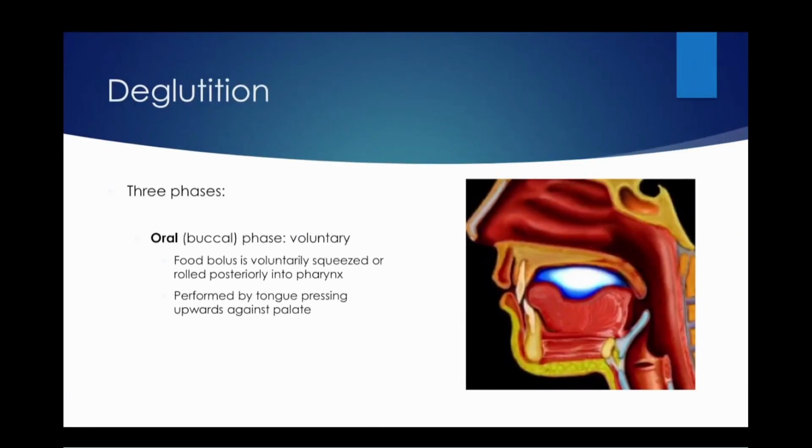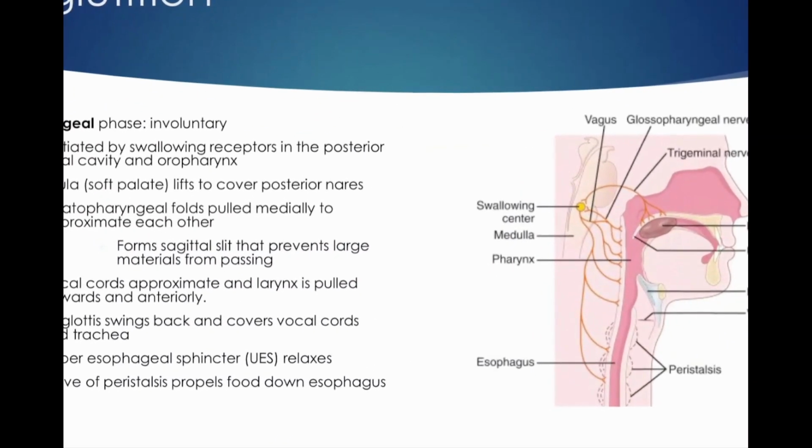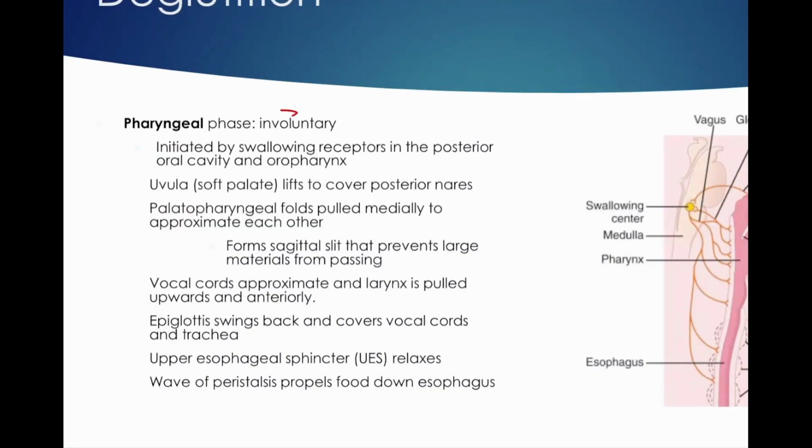Deglutition is swallowing. There are 3 phases to swallowing. The first one is the oral or the buccal phase, and this is voluntary. This is you actually chewing up your food and starting the process of swallowing. Voluntarily squeezed and rolled posteriorly into the pharynx, and the tongue presses up against the palate, and that pushes the food back. The next phase is the pharyngeal phase, and this is involuntary.